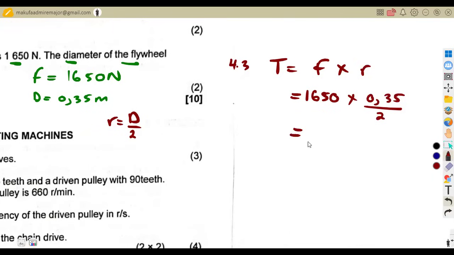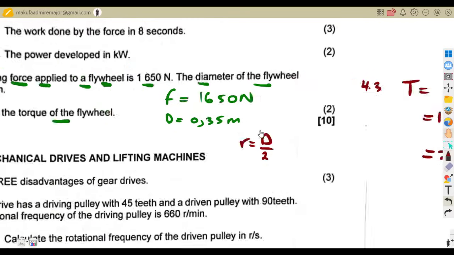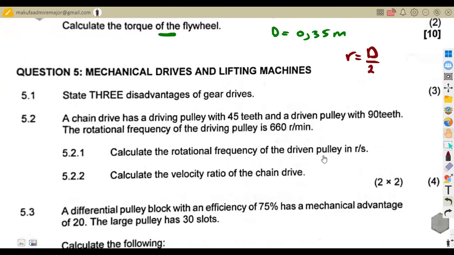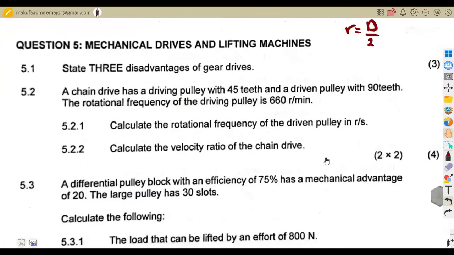So that's what we are going to obtain: 288.75, something like that. All right, that is Newton meter. So this is how questions are given. You have to be very, very careful how you attempt your question. As you can see, that is 10 marks on question 4, which is actually fine.